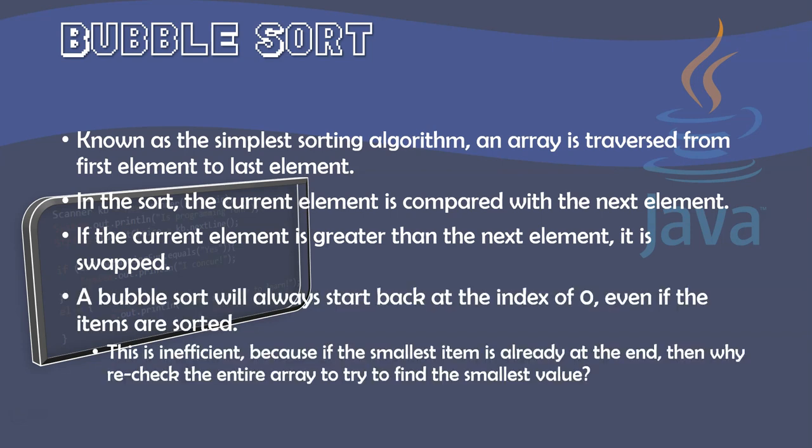Now, a bubble sort will always start back at the index of 0, even if the items are sorted. Because it has to start all the way over, and I'll look at the reasons why when we look at the code, this is very inefficient. Let's say the smallest item is already at the end of the loop. Well, then why should you have to recheck the entire array simply to try and find the smallest value?